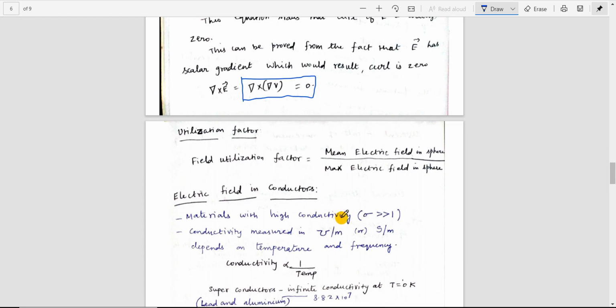Next we are going to see what the utilization factor is. The field utilization factor is defined by a ratio: the mean electric field in a sphere divided by the maximum electric field. If you want to measure the utilization of the electric charges which are available in a sphere, from that charge distribution we will have the field. To find the utilization factor for that field, we take the mean electric field in the sphere divided by the maximum electric field exerted from that sphere. Making the ratio between those two values gives the utilization factor.